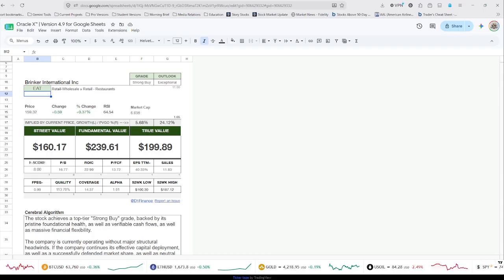Eat has an F score of an 8. This means that 8 out of the 9 components that the Piotroski F score tracks have improved year over year. So they had an 88% improvement, out of 99% pretty much. So not bad. And if it's not improving, it's either staying the same or it's getting worse.